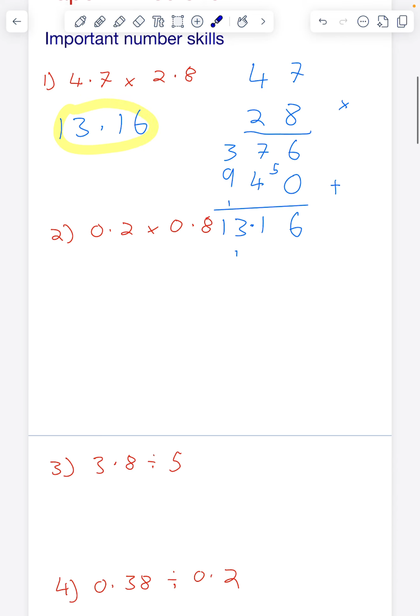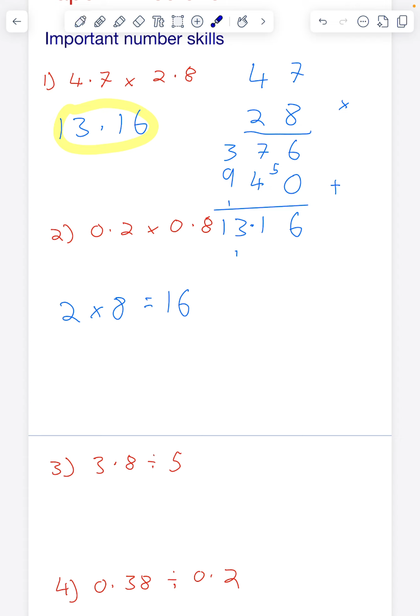Question 2, the one below it down here. Now this can cause a little bit of confusion. Now this one, you've got 0.2 times 0.8. It's a similar sort of thing to the one above, but you've got zeros at the start. Actually here, I would just go and do, first of all, what is 2 times 8? And 2 times 8, of course, gives you 16, but that is not your answer.